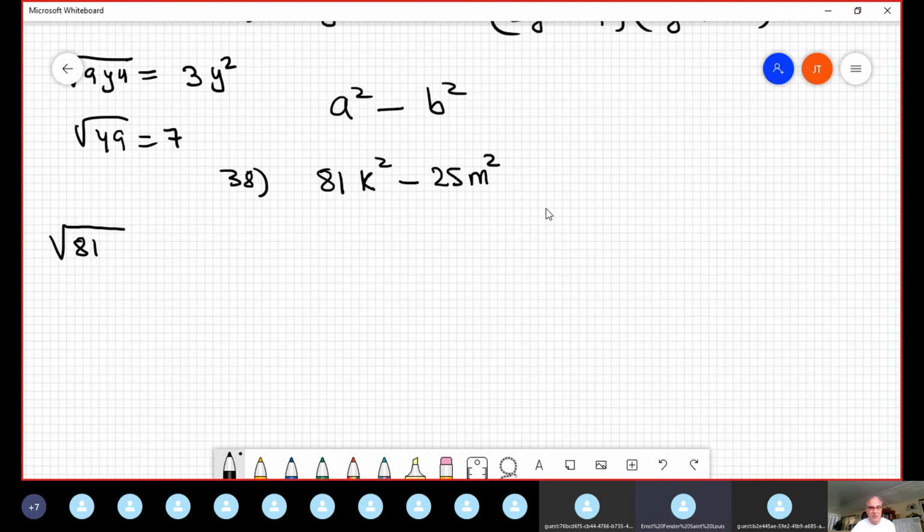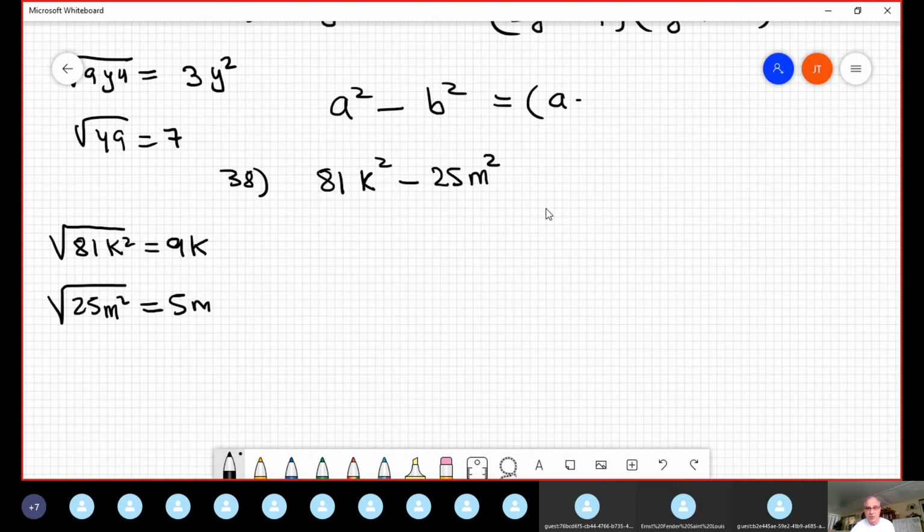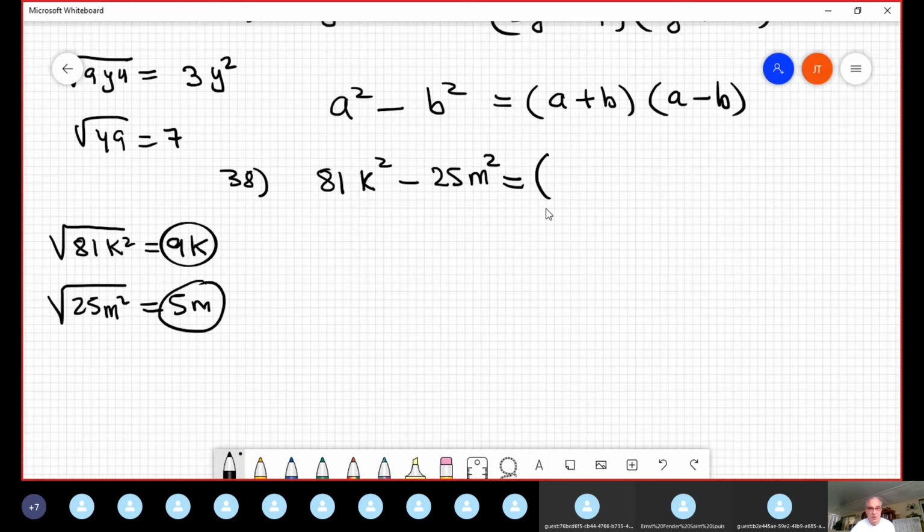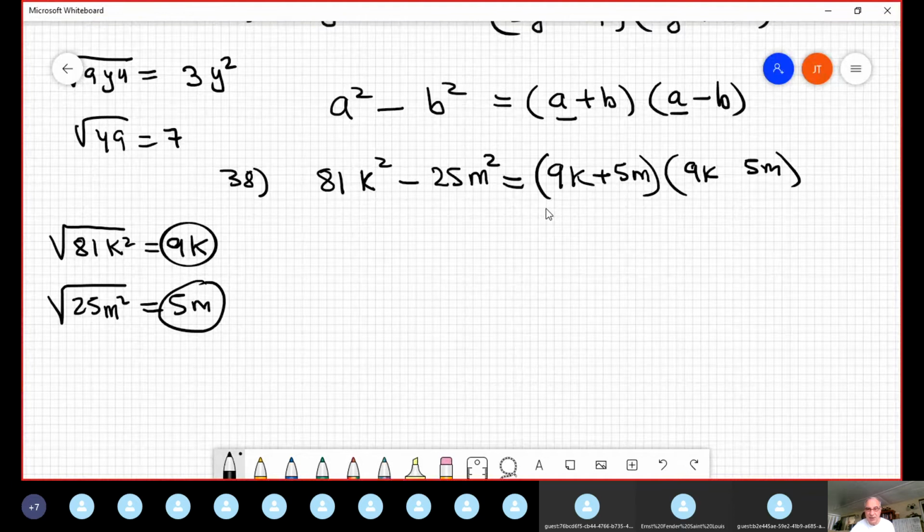Yes. The square root of 81 is 9, and of 25 is 5, so 9k and 5m. And this works in my formula. My formula is (A plus B)(A minus B). In our particular example, this is A and this is B. So you copy 9k like A, and 5m like B, plus and minus. Do you understand or don't you?